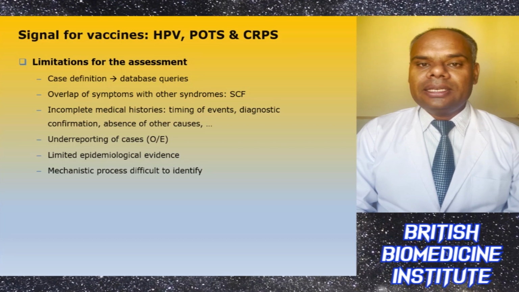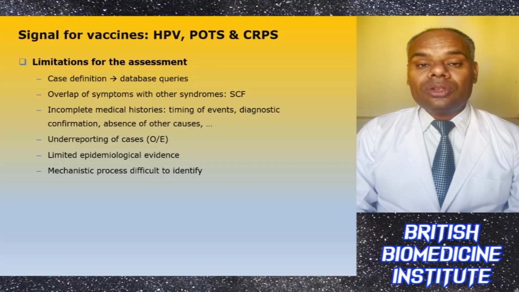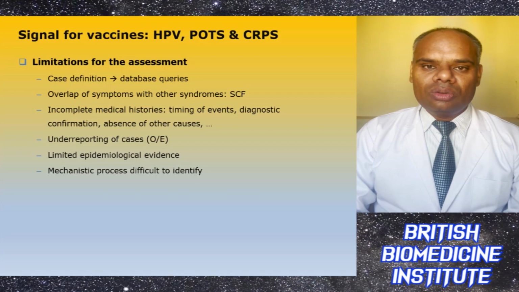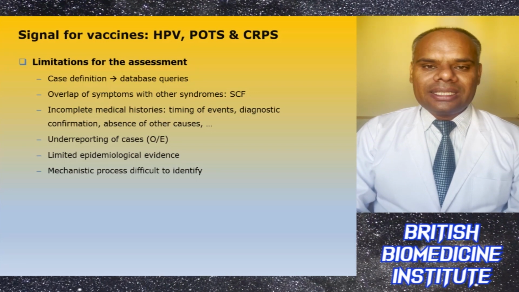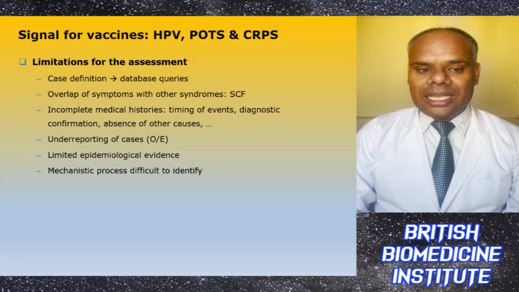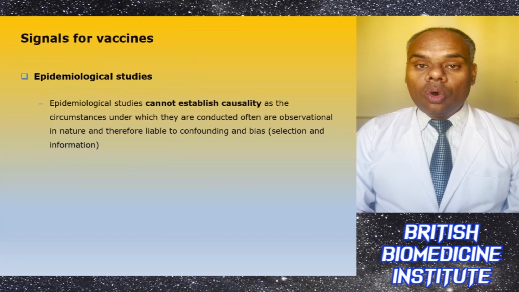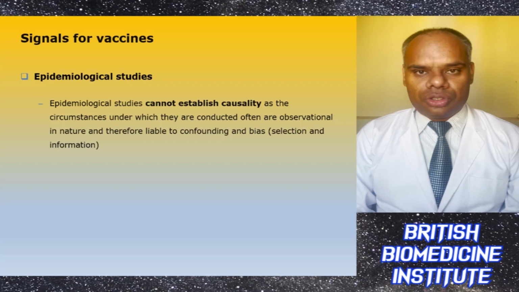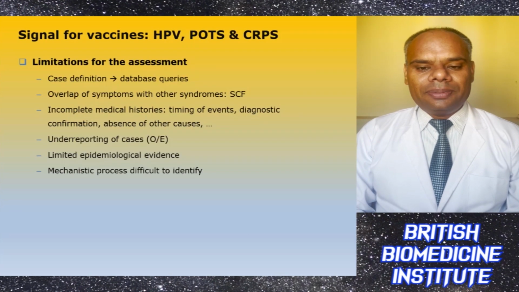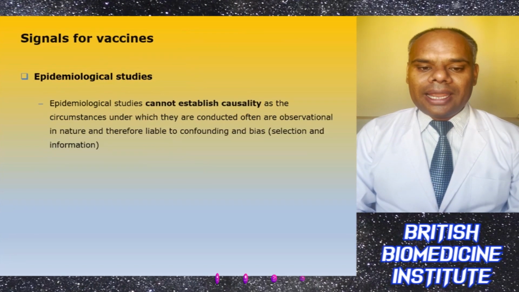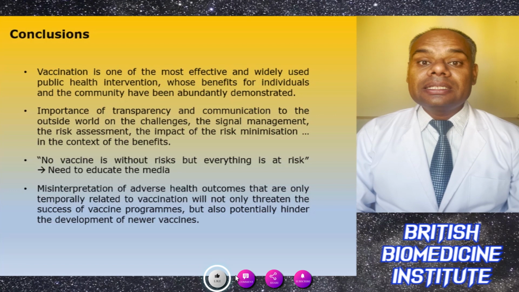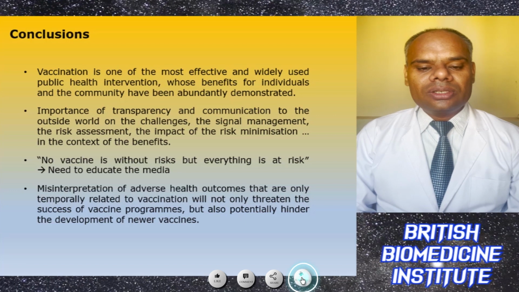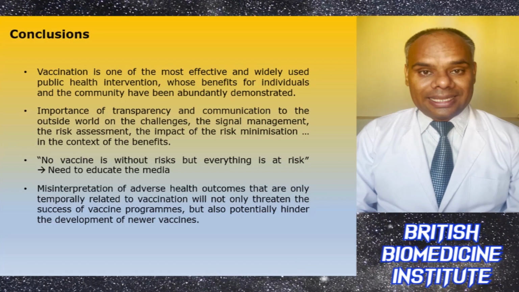Epidemiological studies cannot establish causality, as the circumstances under which they are conducted are often observational in nature and therefore liable to confounding and bias, in the form of selection and in the clinical information. The main conclusion at the end is that vaccination is one of the most effective and widely used public health interventions, whose benefit for individuals, for patients and the community has been abundantly demonstrated. The importance of transparency and communication to the outside world on the challenge, signal management, risk management, and the impact of risk management in the context of benefit is not studied or assessed.